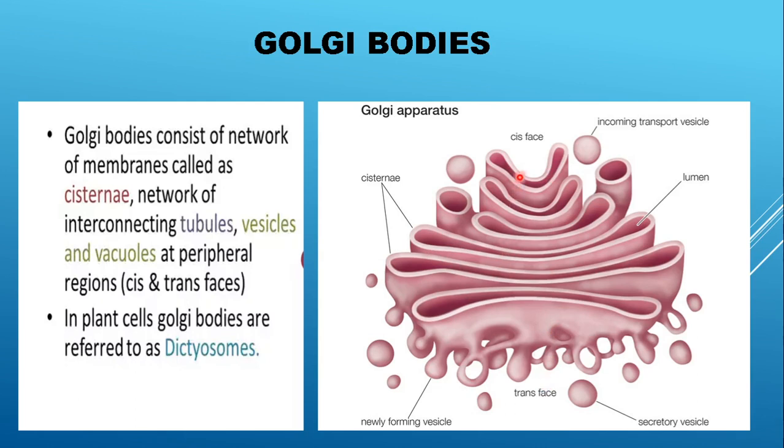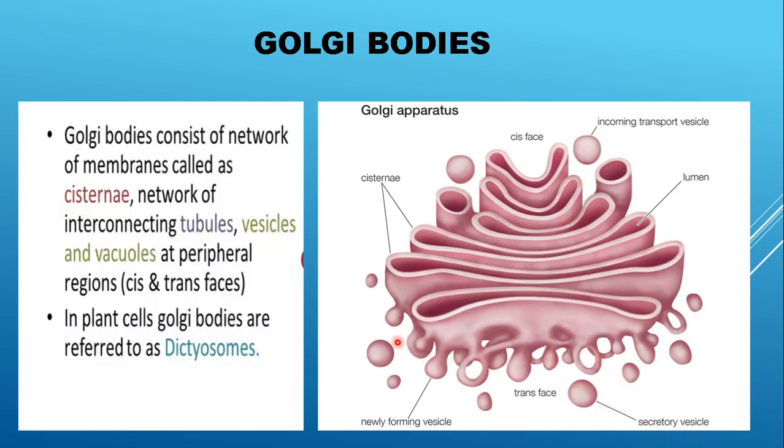Now what happens: the protein structures in the form of globules, or the lipids, will be transported to the cis phase of the Golgi bodies from the endoplasmic reticulum. Then as it passes one after another along the membrane, finally it is released out in the form of tiny vesicles, tiny bubble-like structures, which we call secretory vesicles.